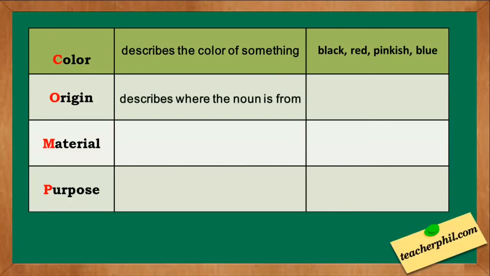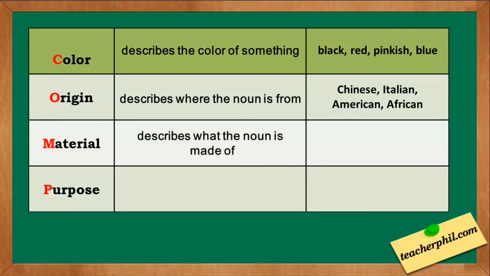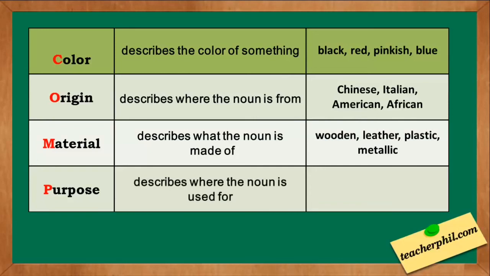Then for origin, it describes where the noun is from. Its nationality, if you like. For example, Chinese, Italian, American, African, of course, Nigerian, where we come from. Okay, then for material, it describes what the noun is made of. Okay, wooden, leather, plastic, metallic, or so on. And for purpose, it describes what the noun is used for. For example, fishing, cooking, sleeping, sports, and so on.